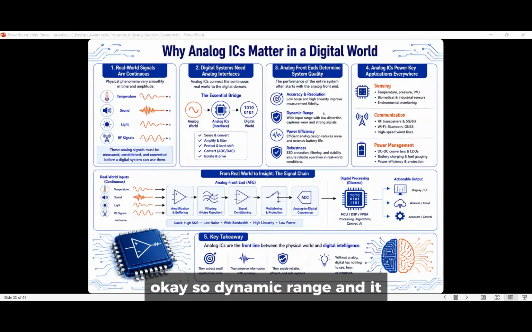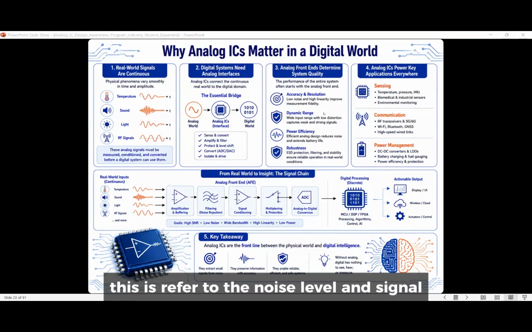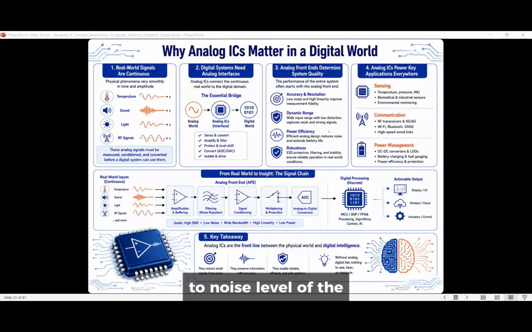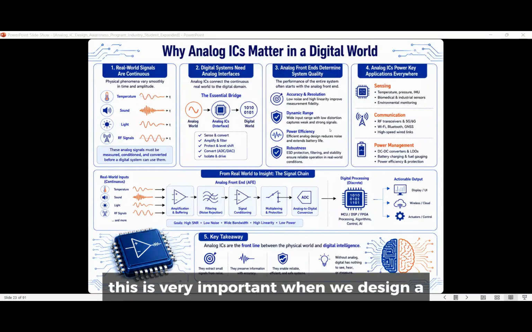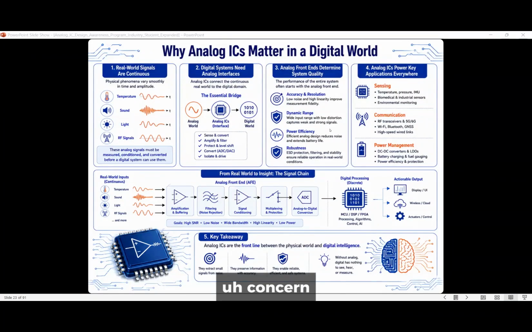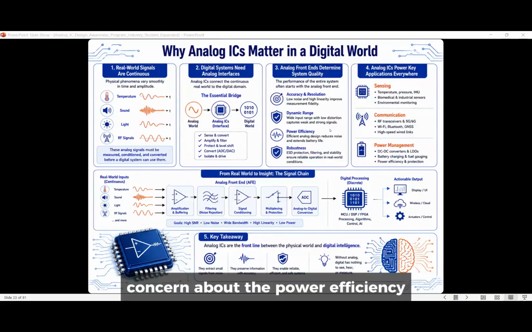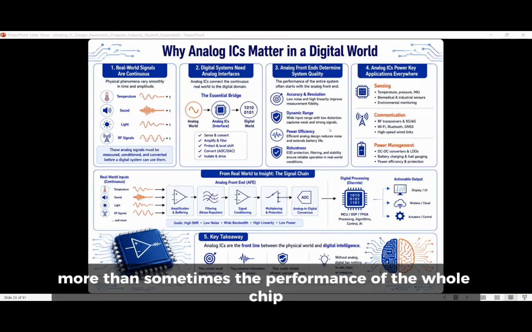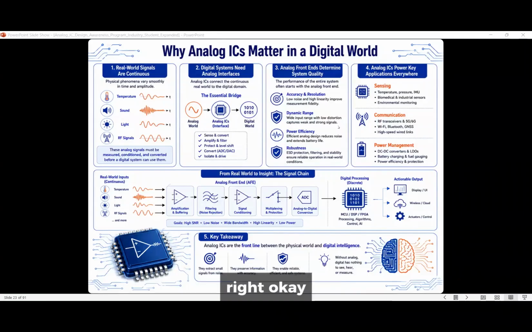Okay, so dynamic range, this refers to the noise level and signal to noise level of the device. And power efficiency, yeah, this is very important when we design a customized chip or product, because the customer is concerned about the power efficiency, sometimes more than the performance of the whole chip, right?